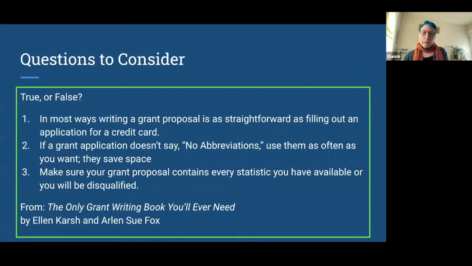Make sure your grant proposal contains every statistic you have available, or you will be disqualified. So, nope, you don't want to overwhelm people with data they may not necessarily need. So you want to be judicious about the data that you include, and you choose that based on what information you're trying to convey. If the funder has additional questions, they will ask.